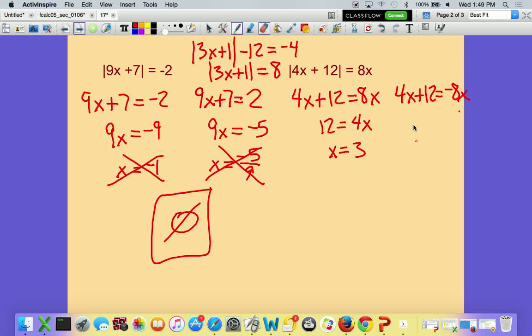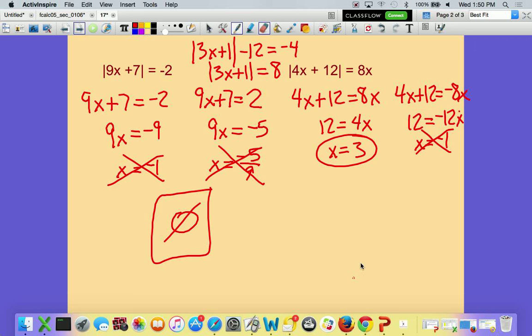And we move this over. 12 equals negative 12x. X has to equal negative 1. Plug these in. 12 plus 12 is 24 equals 24. That works. Does this one work? Negative 4 plus 12 is 8. Absolute value of that is 8. 8 times 1 is negative 8.